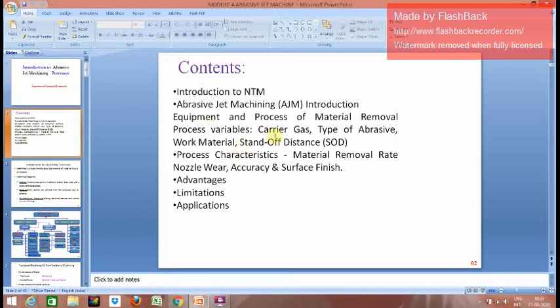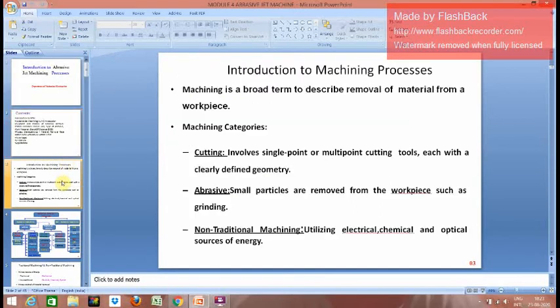Regarding the process variables, we will be discussing the carrier gas, type of abrasive, work material, stand-up distance. Next, we will be discussing the process characteristics, that is material removal rate, nozzle wear, accuracy and surface finish. Next, we will be discussing the advantages, limitations, applications and so on. So coming back to the topic, we'll now discuss what this machining process is.